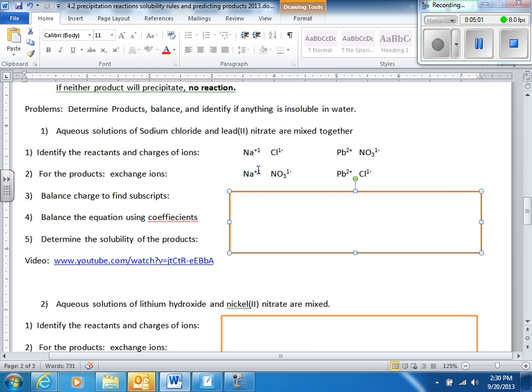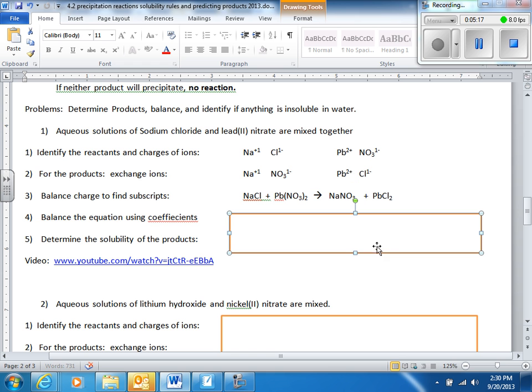So plus 1 minus 1, those are already balanced, it'll just be NaNO3. Oops, let's look at our reactants first. Again, plus 1 minus 1, just NaCl. Plus 2 minus 1, we'll need 2 of these. Here, 1 of each, and here we will need 2 Cl minuses because we have to make the total charge of a compound add to 0.